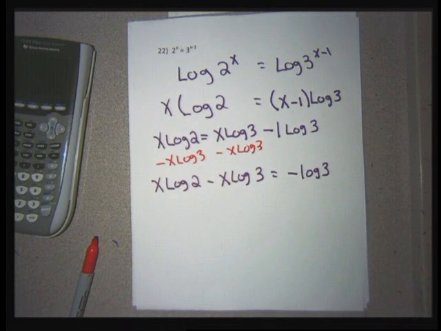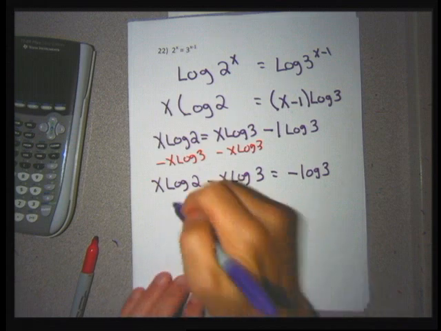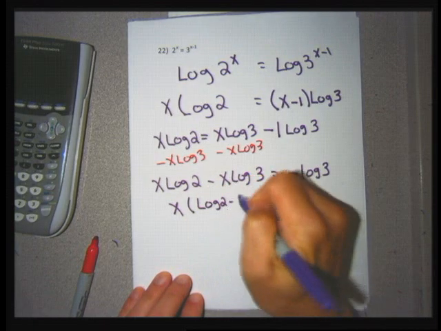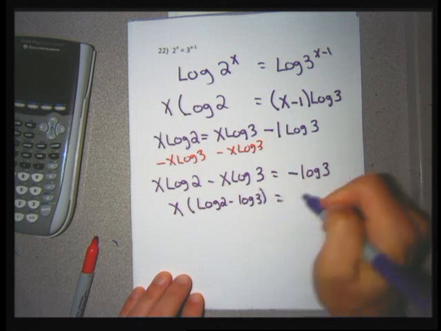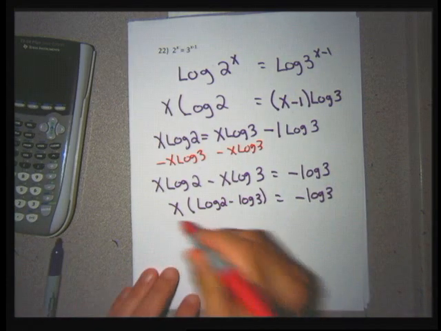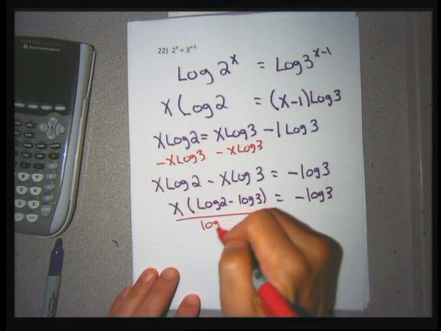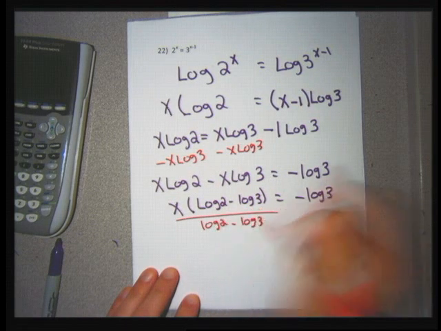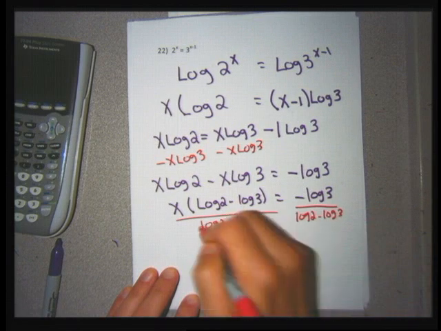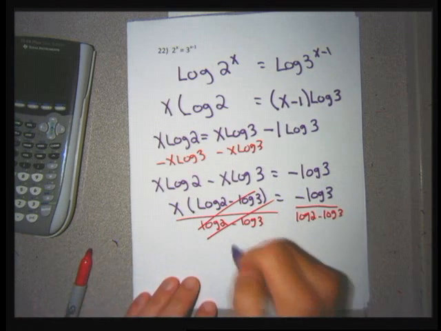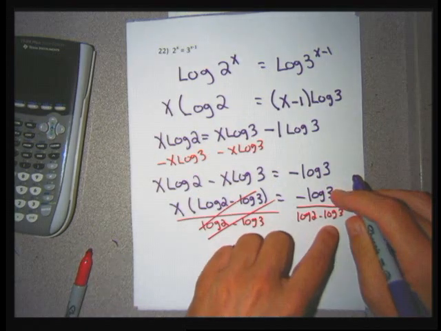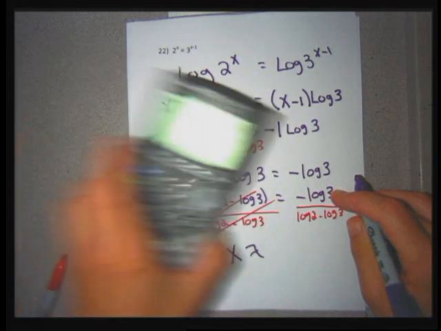Now on the left-hand side, I'm going to factor out a common factor of x. When I factor out an x, I'm left with the log of 2 minus the log of 3, equals minus log of 3. Now I'm going to divide both sides by the log of 2 minus the log of 3. On the left-hand side, I get my x. On my right-hand side, that is the answer to this problem, minus log of 3 over log of 2 minus log of 3, which I'm going to get a decimal equivalent for.